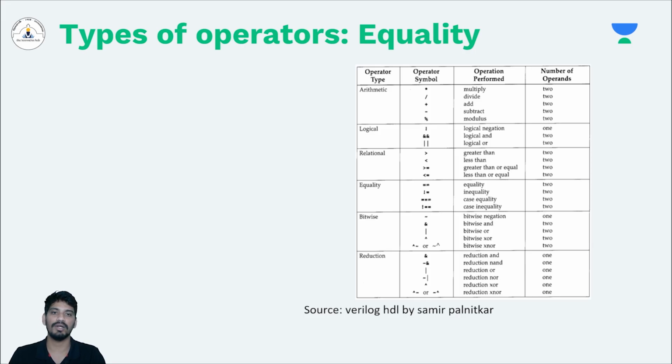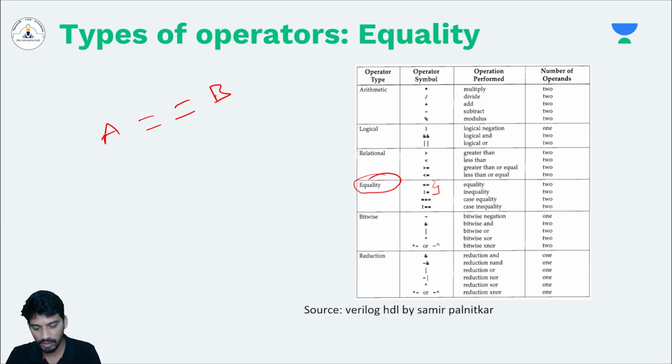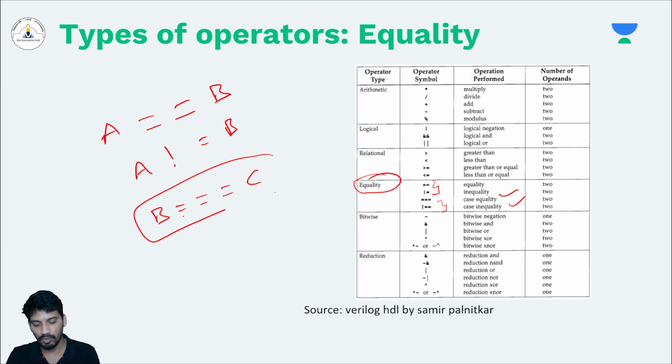Next, let's see what equality operators are. In the equality operators, you have two different cases. You can check directly whether A is equal to B or A is not equal to B, and there are two extra things called case equality and case inequality, where if you want to check B triple equals C, what does this do? In the case of the equality operator, the output can be 0, 1 or X. But in the case of case equality, the output can be either 0 or 1.